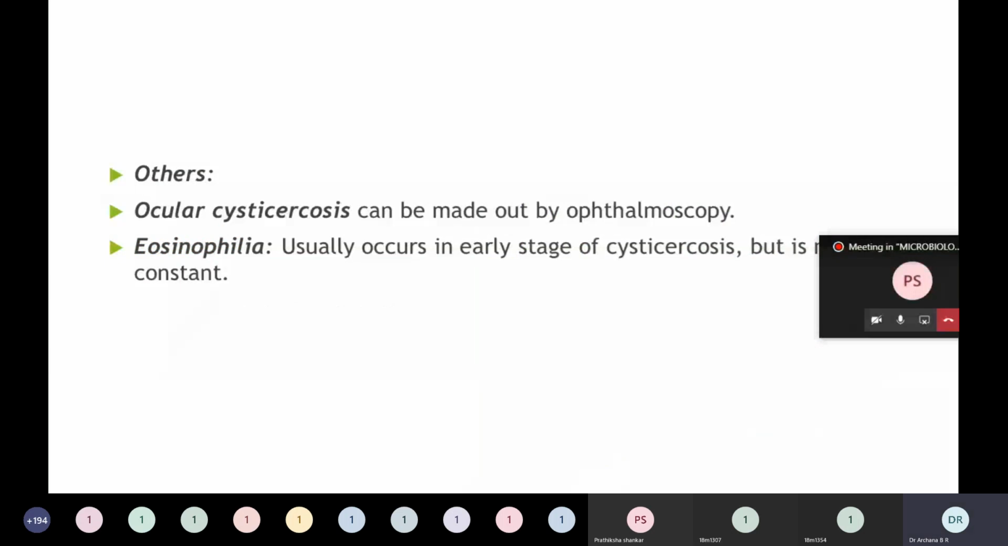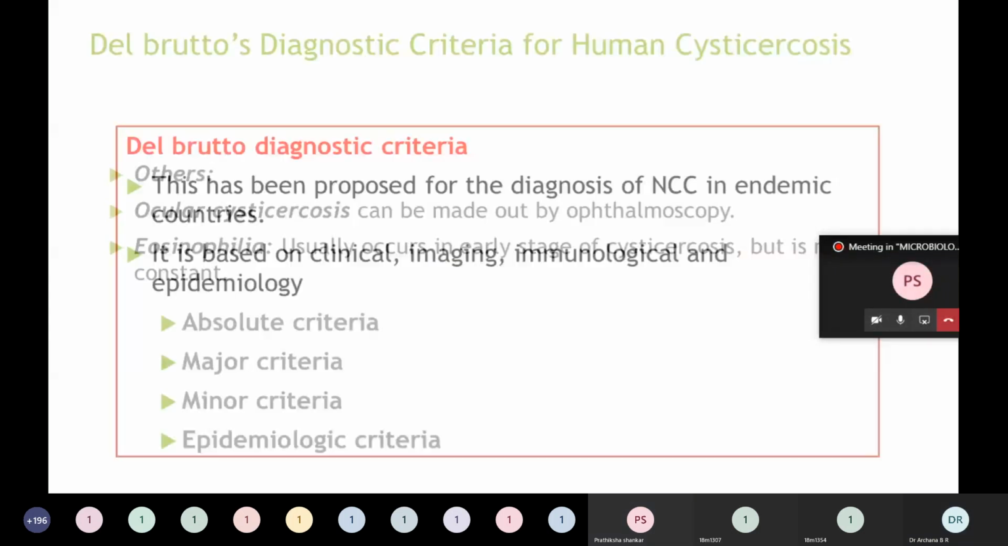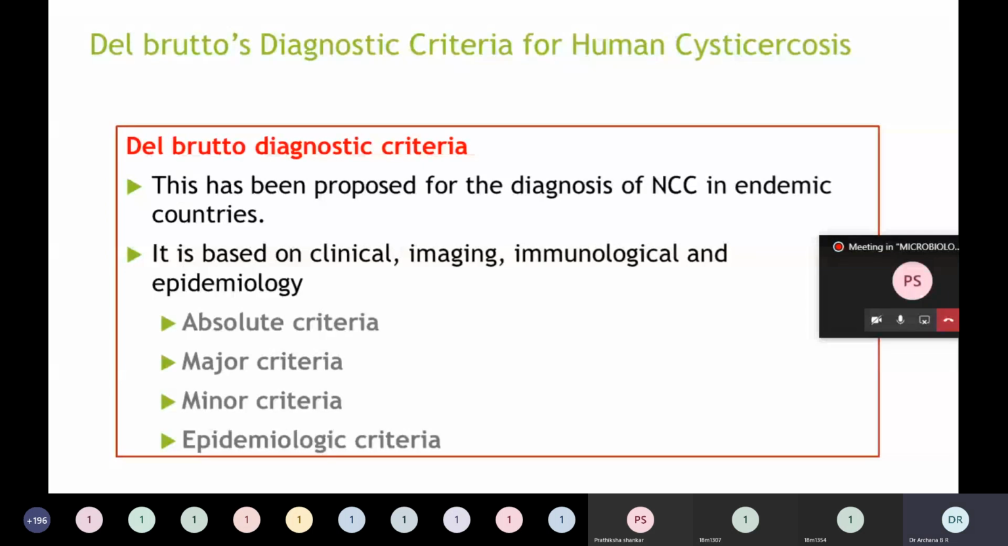Other tests: ocular cysticercosis can be diagnosed by ophthalmoscopy. Eosinophilia is also one of the features that can be seen in the early stage of cysticercosis. Del Brutto diagnostic criteria for human cysticercosis. It is proposed for the diagnosis of neurocysticercosis in endemic countries. It is based on clinical, imaging, immunological, and epidemiological data. It includes absolute criteria, major criteria, minor criteria, and epidemiologic criteria.